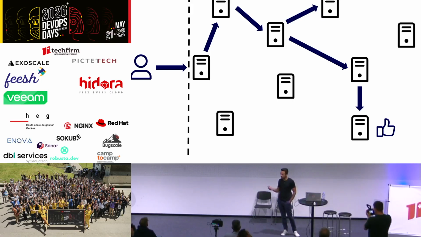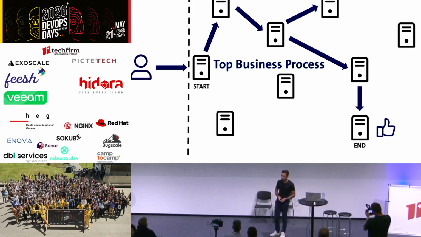We can define a clear start and end for this interaction, from when the customer is requesting something until this order is fulfilled. And this is what we call a top business process. The top business process, we have many. They are defined by the business at Swisscom, and we have about 100 of them.